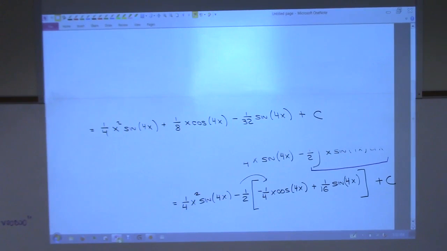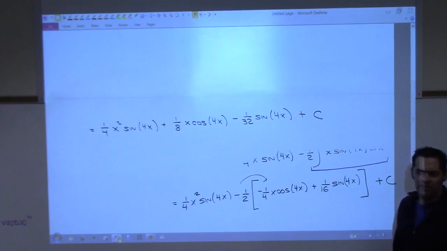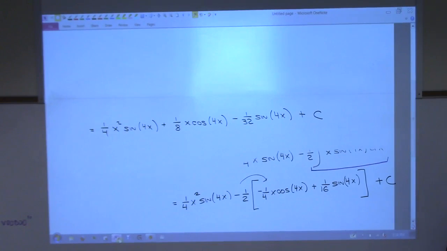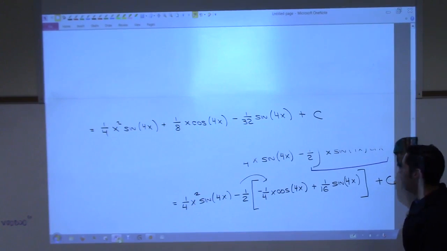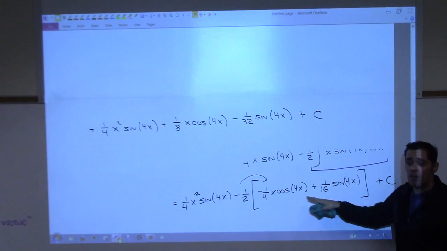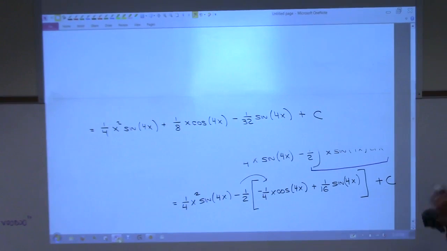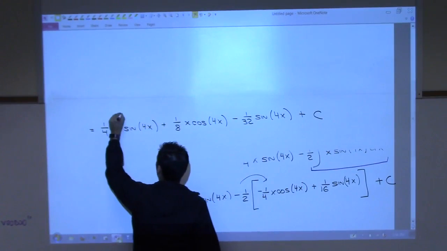If I differentiate that, I should get x squared cosine 4x. We already did all the antiderivatives already. All right, that's our answer. We'd box it. Now, just because there are skeptics, I'm going to differentiate it, but I'm doing it quick, okay?